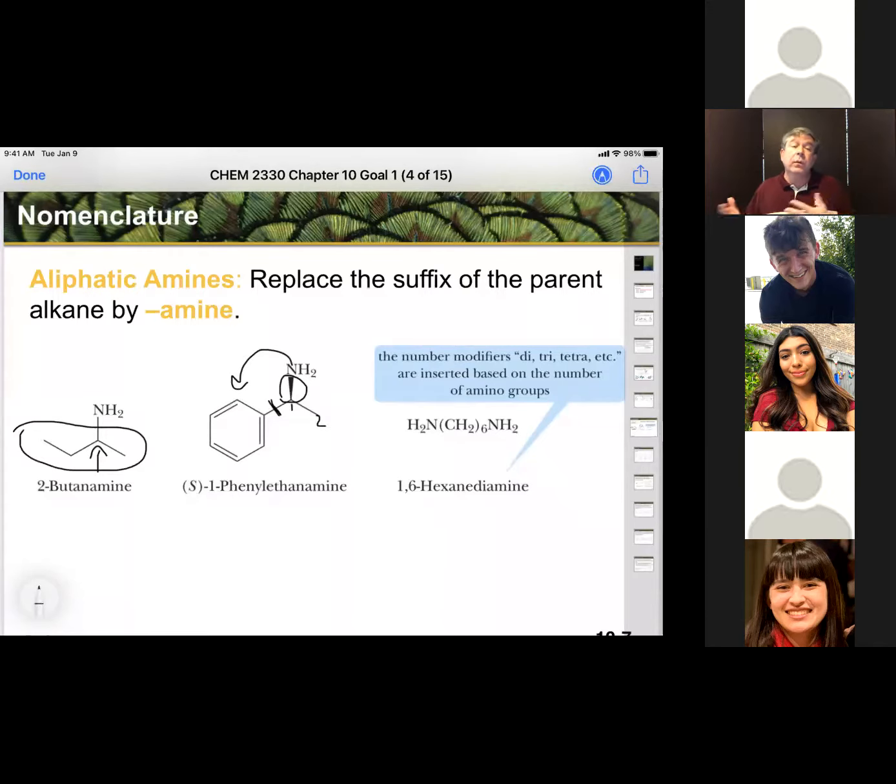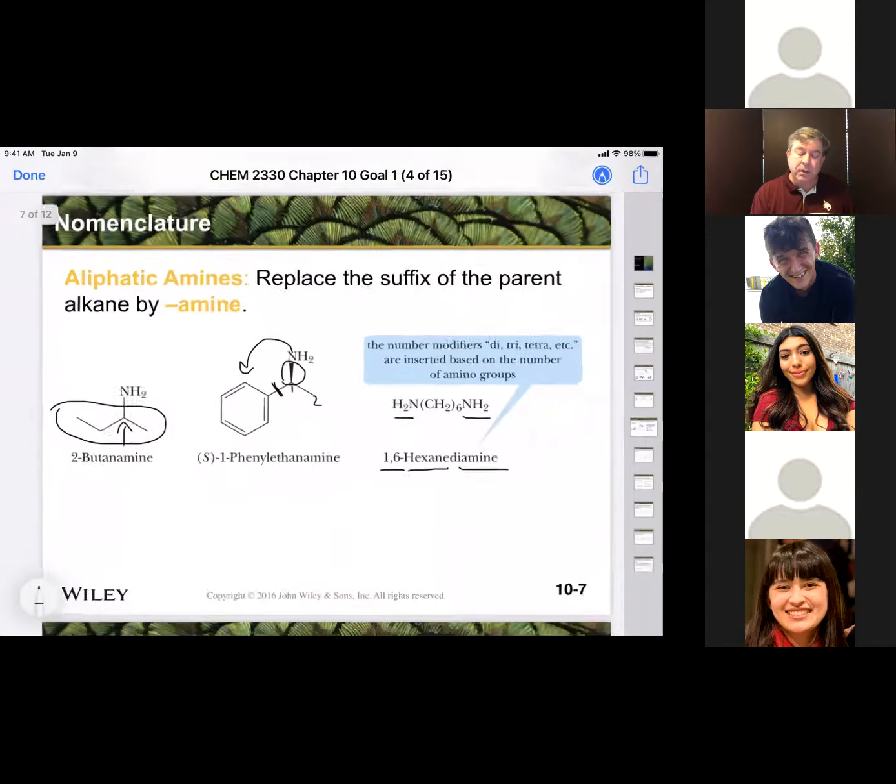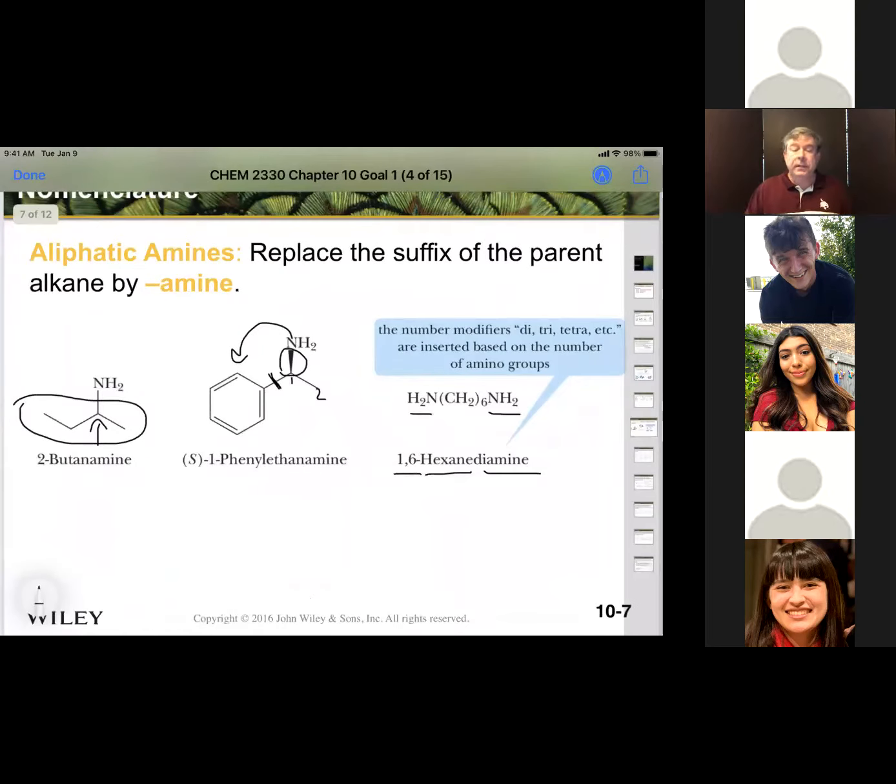And if you have more than one amine on a long chain, you would just identify where the different amines are, and it's a diamine or triamine. So you can have a 1,3,5-hexanetriamine. In this case here, we have 1 at each end, and so it's 1,6-hexanediamine. So it's similar to the alcohols that we have. It's just a little different.